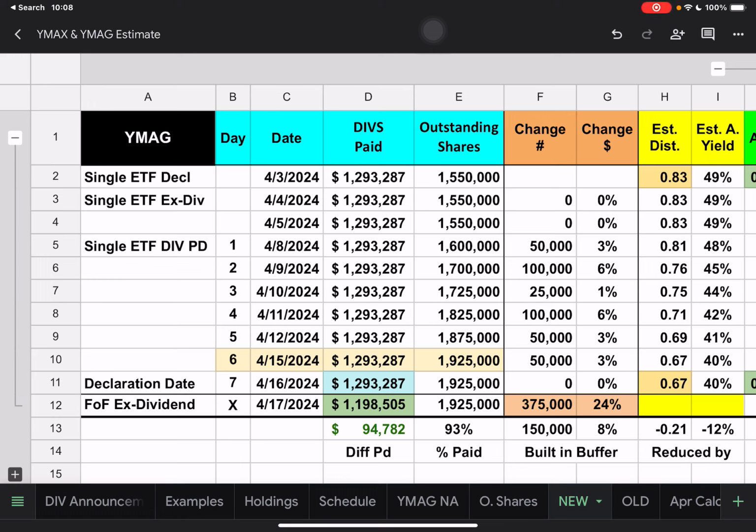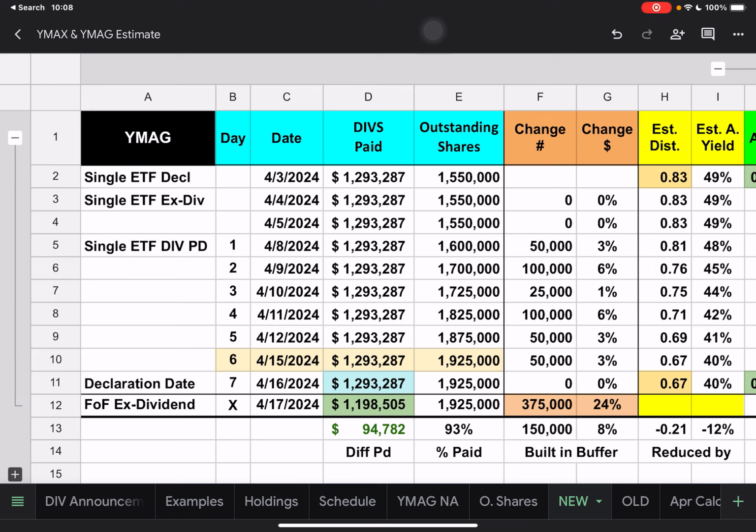But as you can see here, if we're looking at Declaration Day down here, we can see that we had zero change in shares outstanding for today for YMAG specifically. And then you can see, well, rows 13 and 14 are new, at least for this month.